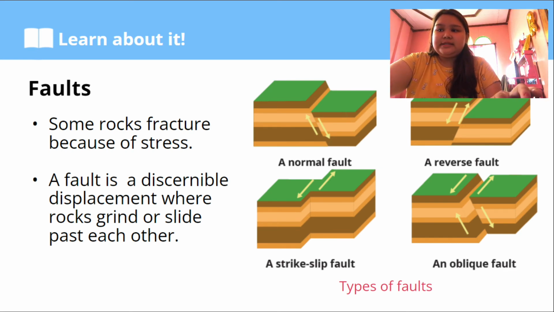An oblique fault has both a dip-slip and a strike-slip component. This implies that it involves significant horizontal and vertical movements.